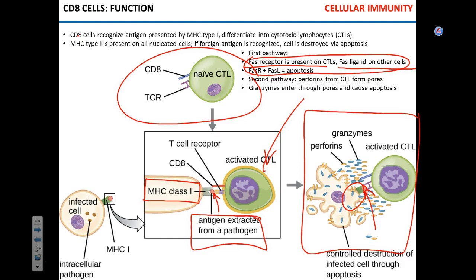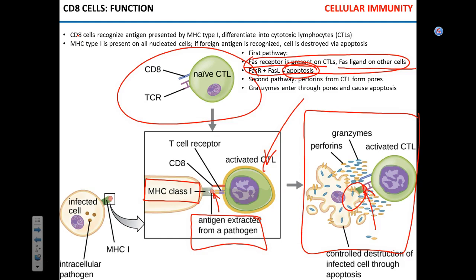What I want you to understand is that there is a molecule on the cytotoxic lymphocyte, CTL, and a corresponding interacting molecule on a cell. And if they interact with each other, if they form a pair, that initiates apoptosis in the cell that is infected.